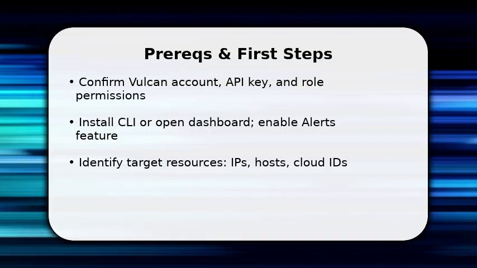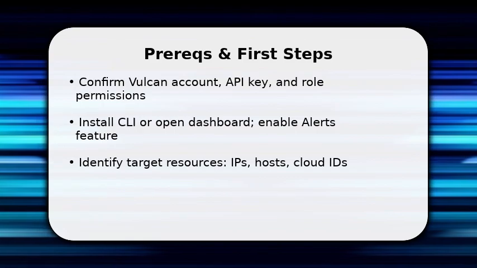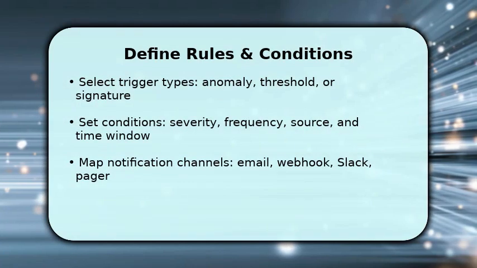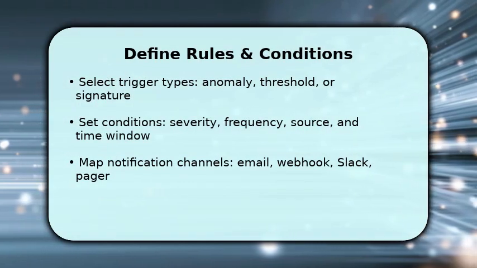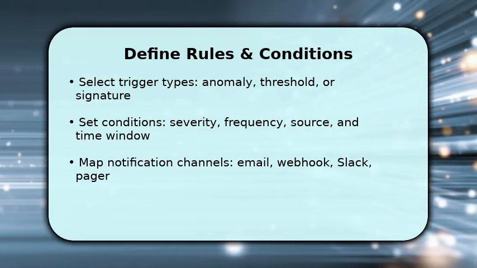Then create a minimal alert rule template with a clear name and description. This gets you past setup and into testing immediately, making sure you have the correct scope before moving on. Now you define the rule logic. Pick triggers like anomaly detection, threshold breaches, or specific signatures.